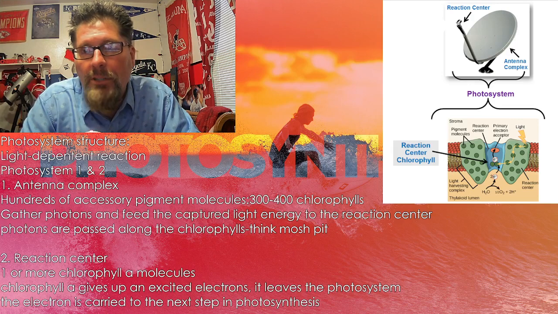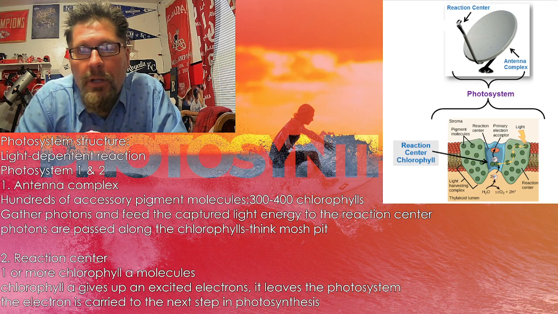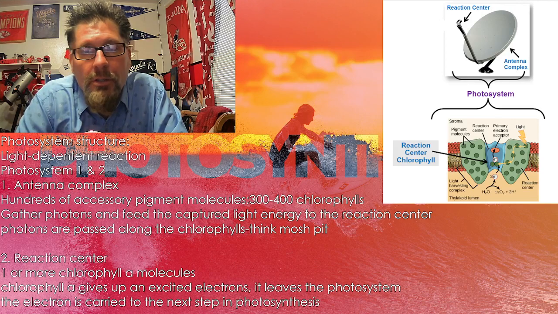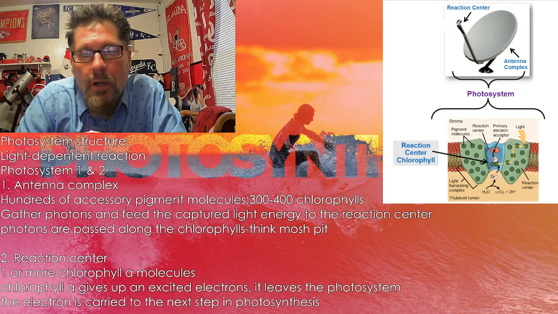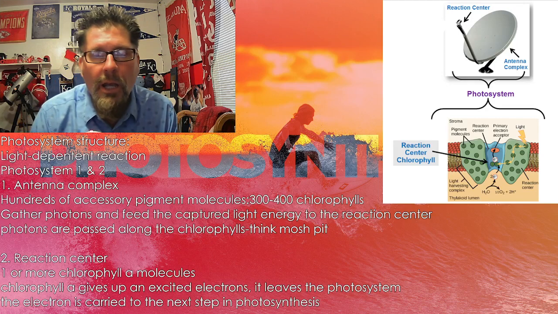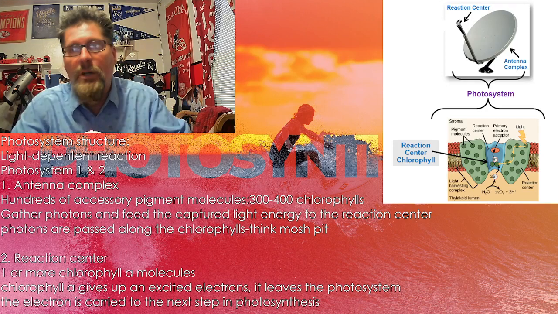The antenna complex is filled with those chlorophyll molecules, or those pigment molecules, whether it's chlorophyll A, chlorophyll B, or beta carotene, absorbing that energy and passing it along until the electron has enough energy to where it actually leaps out. Those pigments absorb the energy, and then they funnel it along.